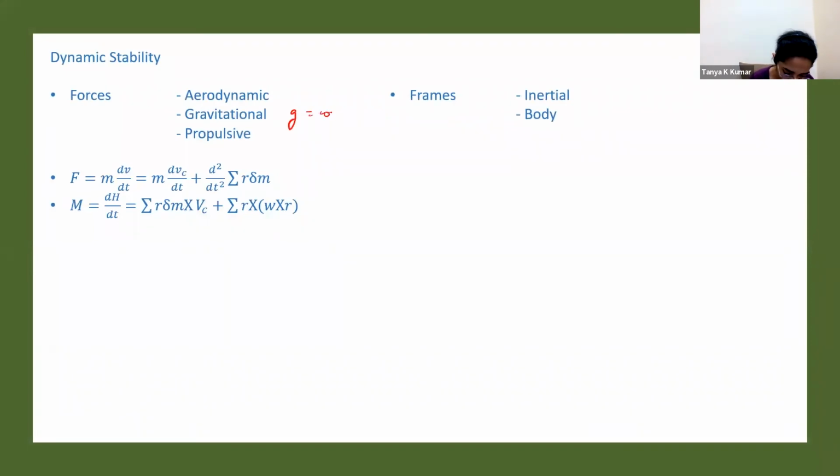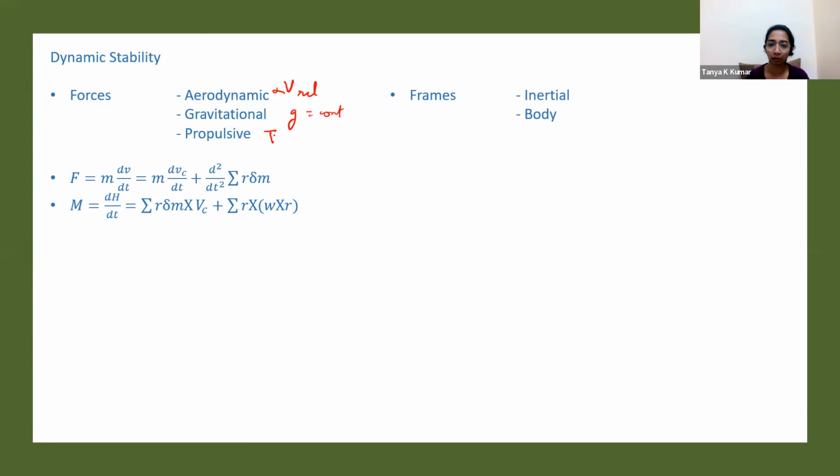So g is constant. And your aerodynamic forces depend on relative airspeed. Relative airspeed is v relative. So it's proportional to v relative. Propulsive force is how much thrust you apply on the aircraft. That is thrust.